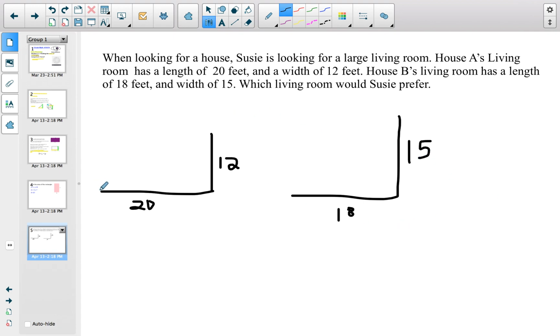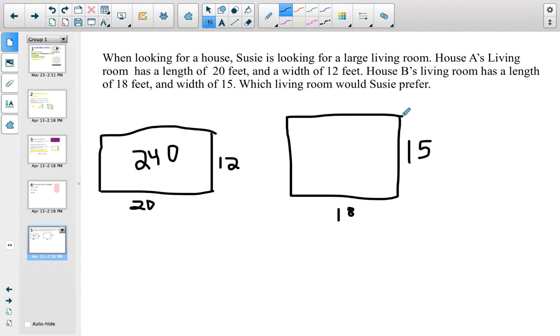So we're trying to find which one is larger. So if we did these, we would see that the total area inside of this would be 240 because we did 20 times 12. And right here, the total area in this living room would be, well, we need to do 18 times 15. If you know that one, it'll just be 270. So if we look, this one right here, house B, has a larger living room, so that is the one Susie would prefer.